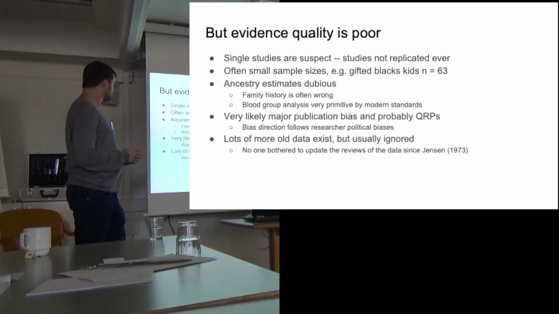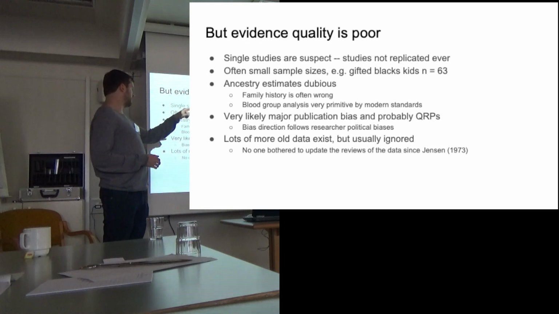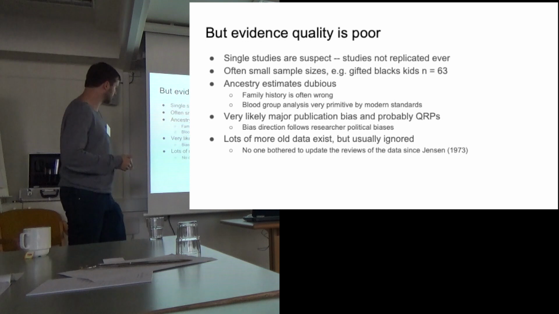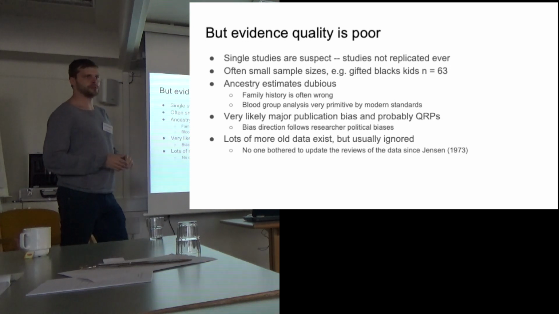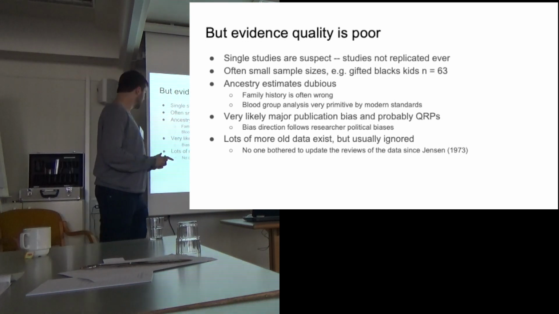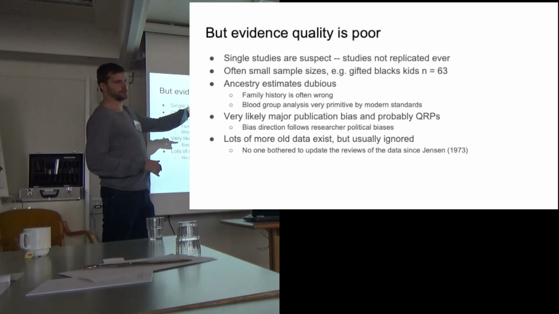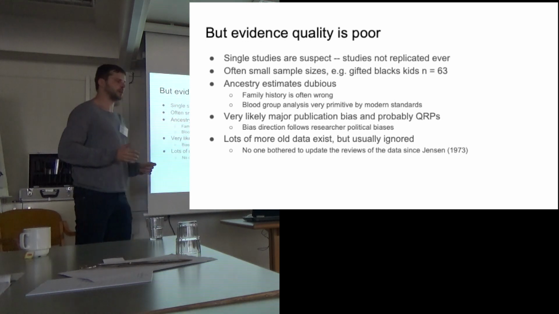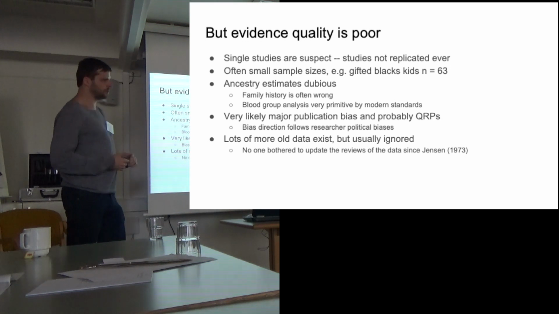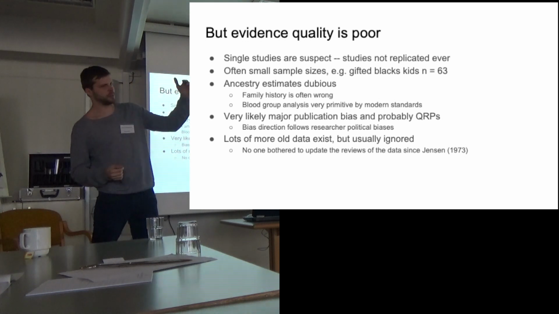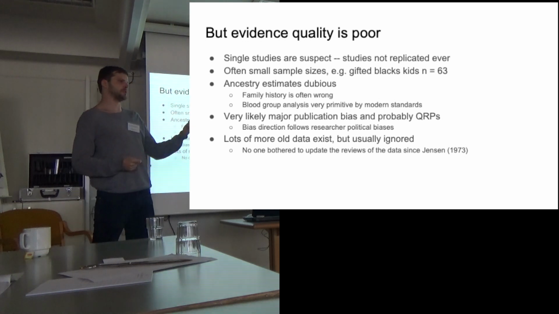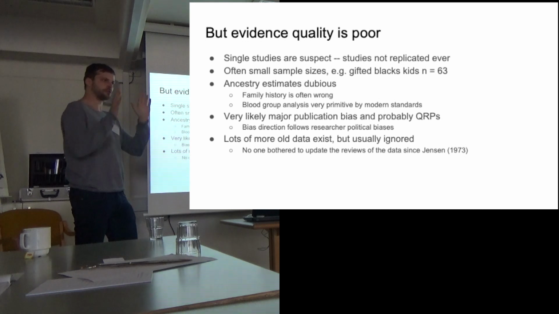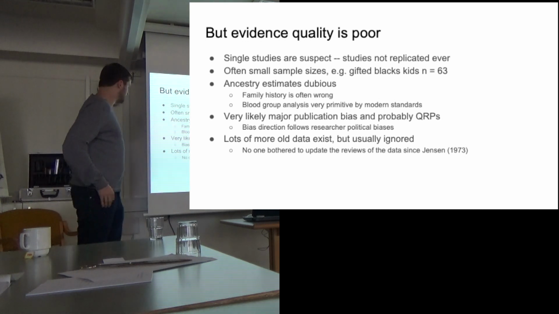This is a common thing. There's very likely to be major publication bias and probably some questionable research practices, because we know these are basically omnipresent, and the more political it gets, the more they are. They also go in the direction that researchers lean, and we know which direction that is because there are tons of studies about the left-wing bias of academics. So we know which way the bias is expected to go, and we know the evidence basis is poor. It's a very bad basis for drawing any sort of conclusion.